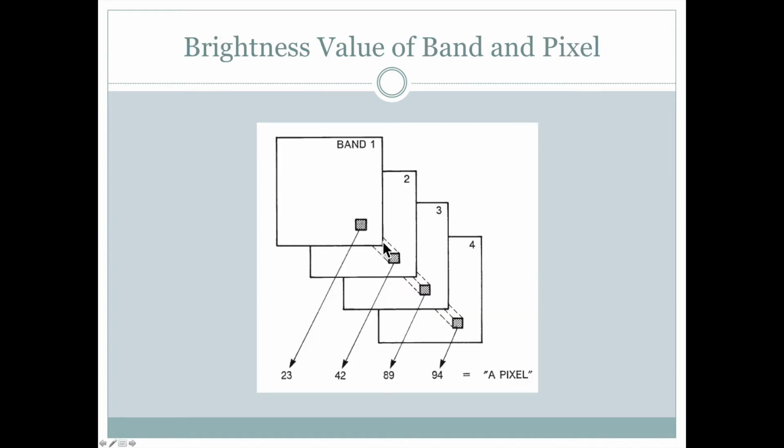So, with remote sensing imagery, we typically have different bands, and each of these bands is recorded in a different part of the electromagnetic spectrum. So all four of these bands would be over the same area, and if we're looking at just one pixel there, all four of those pixels would be over the same point in that area, but they can all have different brightness values. This one has a brightness value of 23 in band 1, 42 in band 2, 89 in band 3, and 94 in band 4. And that's because they're measuring the brightness of different portions of the electromagnetic spectrum. This might be red, this might be green, this might be blue, this might be ultraviolet.